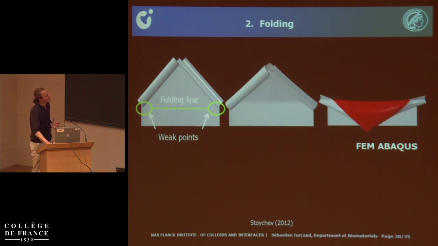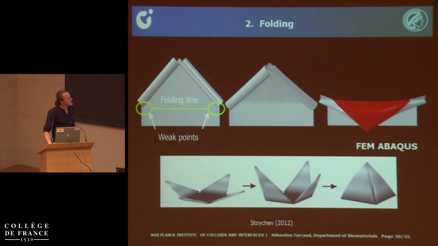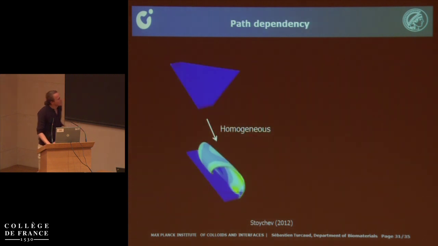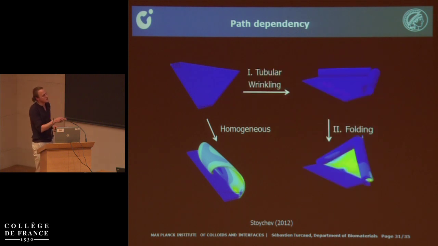Also by finite element, it makes sense that the bending here is much, much higher than the bending along another line. And so we see that we can form 3D pyramids from a 2D structure. The conclusion of this part is a bit similar to the one with the rectangles: history matters. You can have past dependency. If you take a bilayer like this and you activate it homogeneously, you will get a continuous bending. But if you activate it in steps, first creating some tubes on the side and then letting it diffuse to the center, you will get a completely different end result.